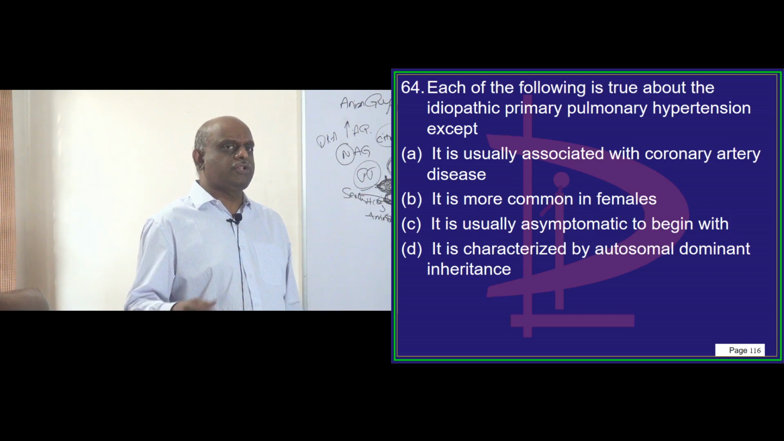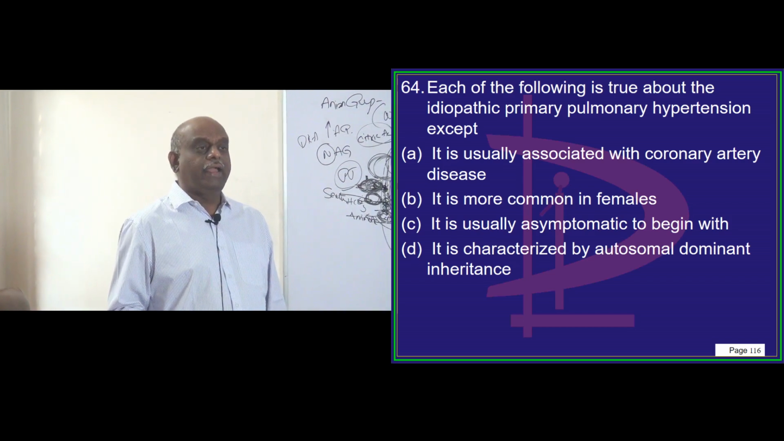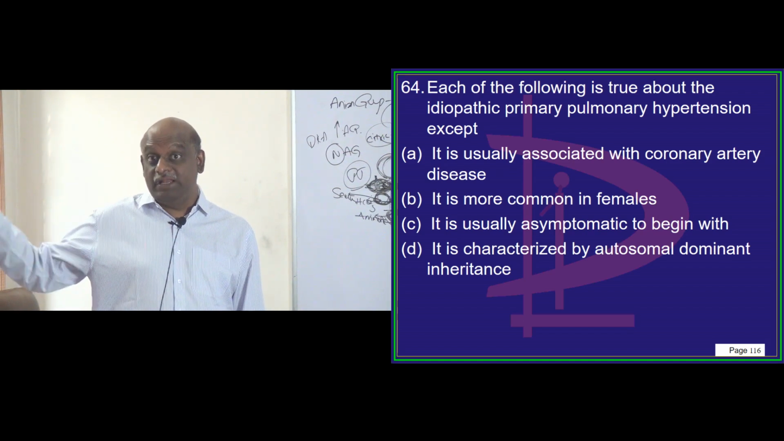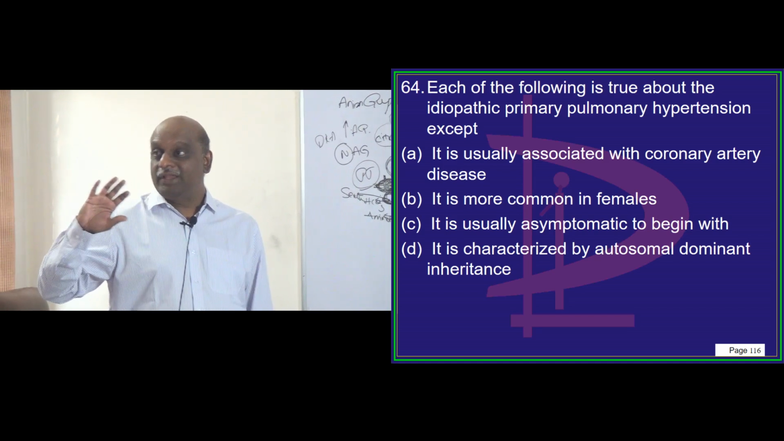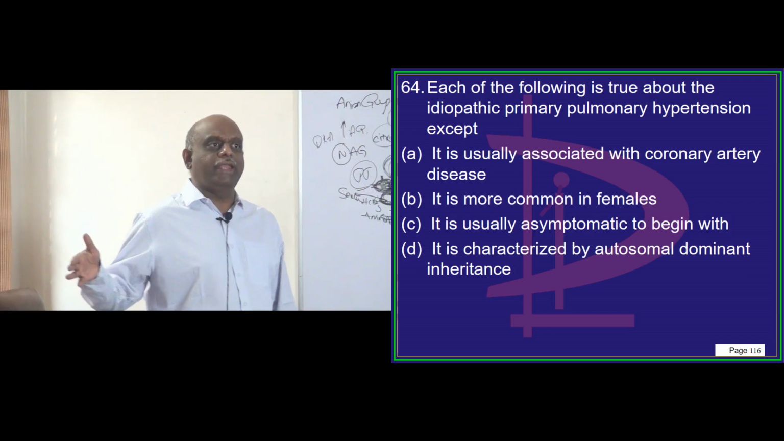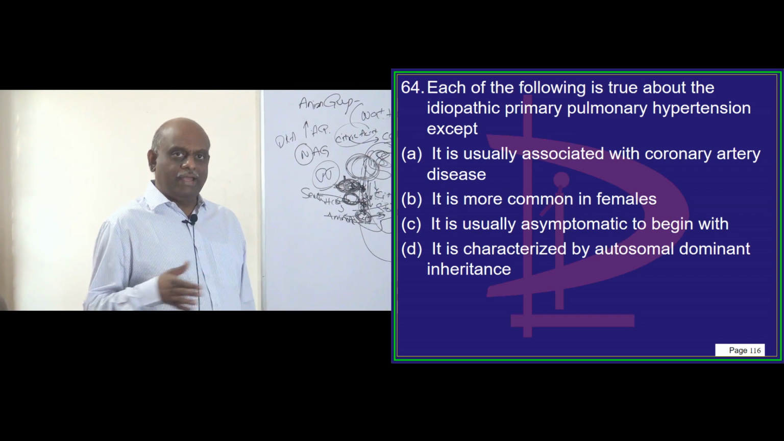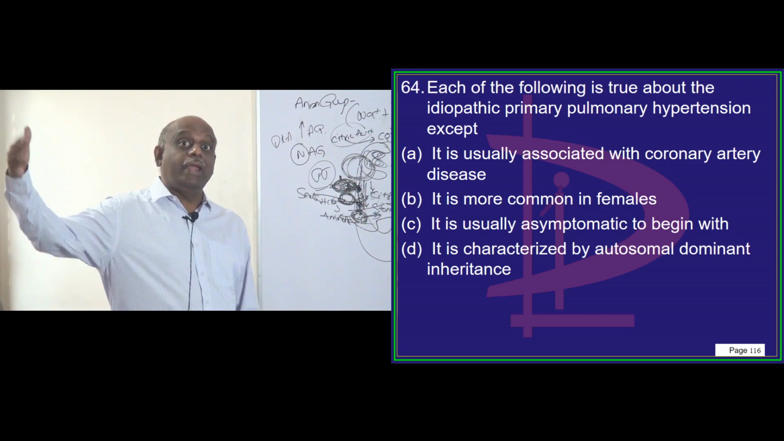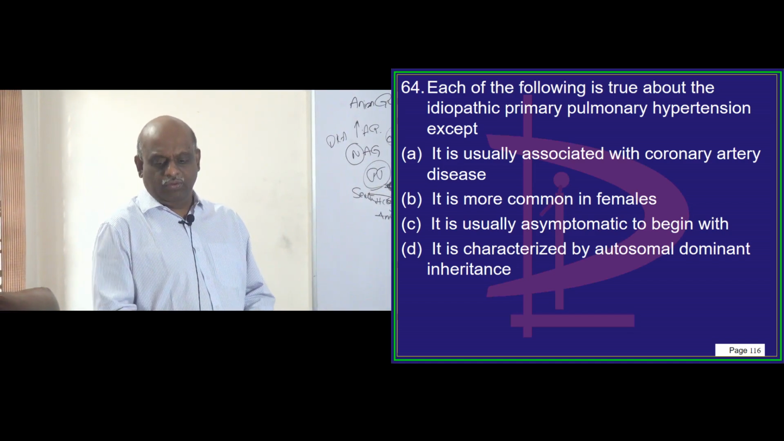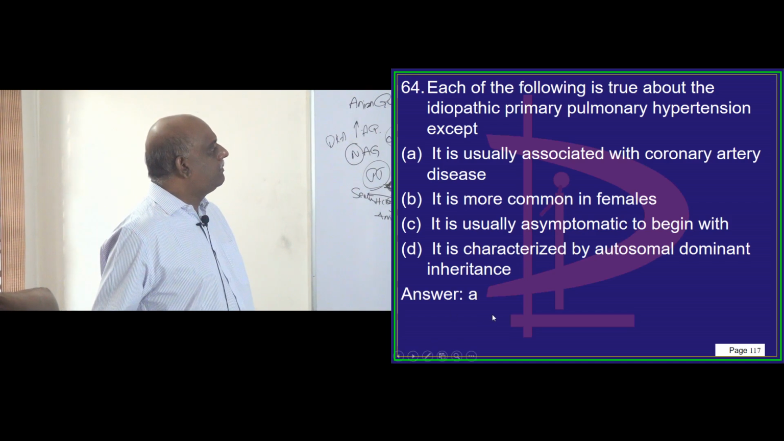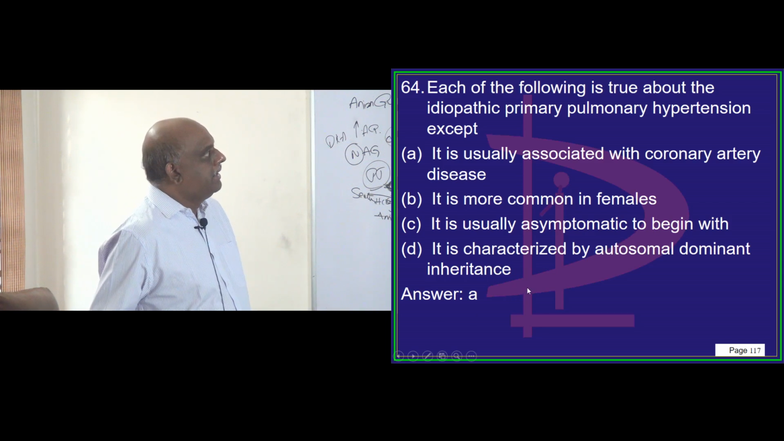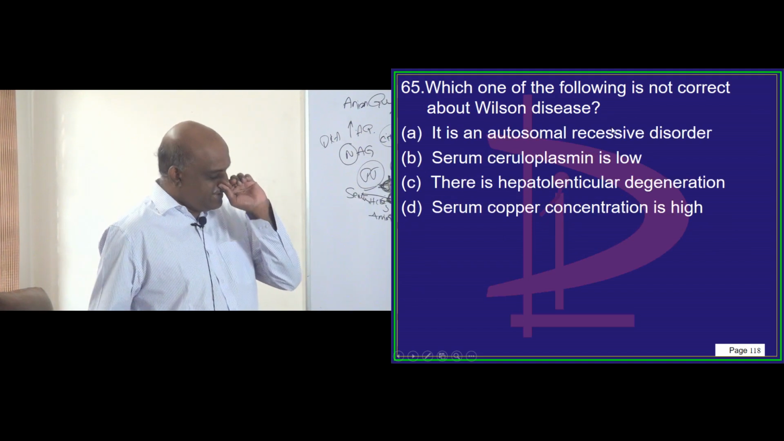when she started developing shortness of breath while walking, and then on evaluation was found to have 60 millimeters of mercury right-sided pulmonary pressure. So typically 20 to 40 is considered mild, 40 to 60 is moderate, 60 to 80 is severe pulmonary hypertension. So that is pulmonary arterial pressures which you need to remember, right? It is usually asymptomatic to begin with, and there is some role of autosomal dominant inheritance.